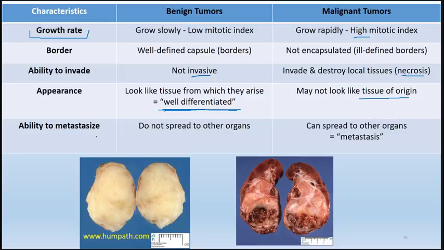In terms of ability to metastasize, benign tumors do not spread to other organs, and we know they're not invasive. Whereas with malignant tumors, they have the ability to spread. We know they can invade and destroy local tissues, but they can spread to other organs as well, and this is called metastasis. And so you can have cancer of one organ that spreads to an entirely different organ.